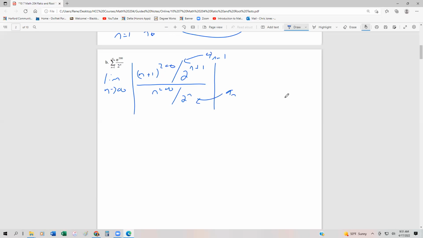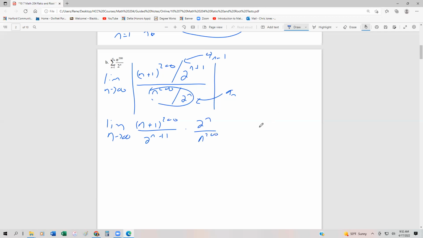Now, next thing we're going to do is multiply by the reciprocal. Since nothing alternates terms in this, we can get rid of the absolute values. So now we're going to have the limit as n approaches infinity of n plus 1 to the 200th divided by 2 to the n plus 1. And then we're going to multiply that by the reciprocal of the denominator because we're dividing. So that's 2 to the n divided by n to the 200.